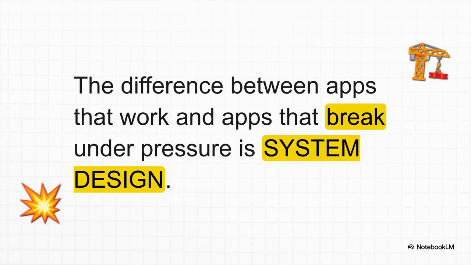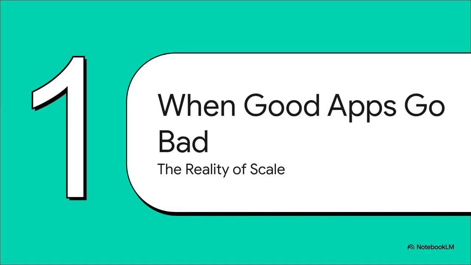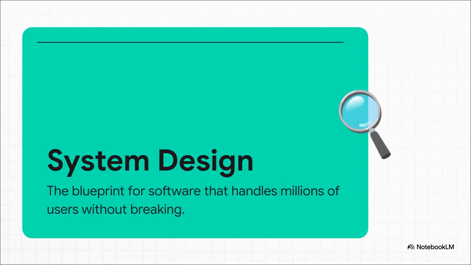Well, the reason for all that frustration, the one thing that separates a smooth experience from a total meltdown, is this one critical concept: system design. It's the invisible architecture that's holding everything together or letting it fall apart. So we know what it's called now, but what does it actually do? Let's take a look at what happens when a great app idea smacks into the harsh reality of trying to grow.